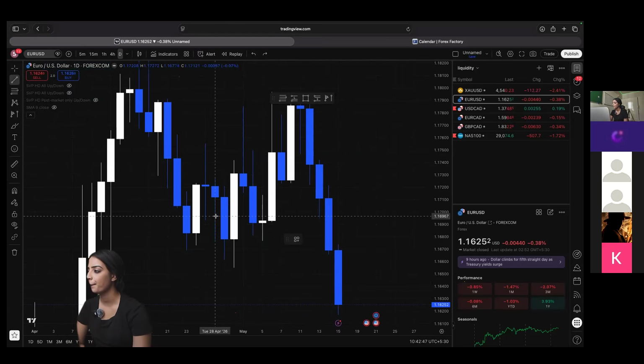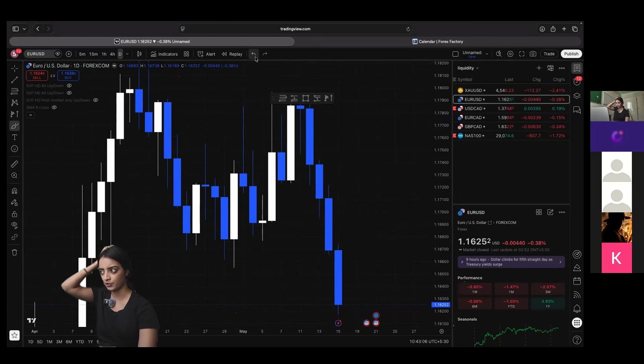Similarly, what happened here? This candle. What did this candle do? It's a green candle. Here I have a previous daily low. This candle swept the low and then went up. Cool? Let's see this. This candle gave us a very big rejection, a very big correction from here.